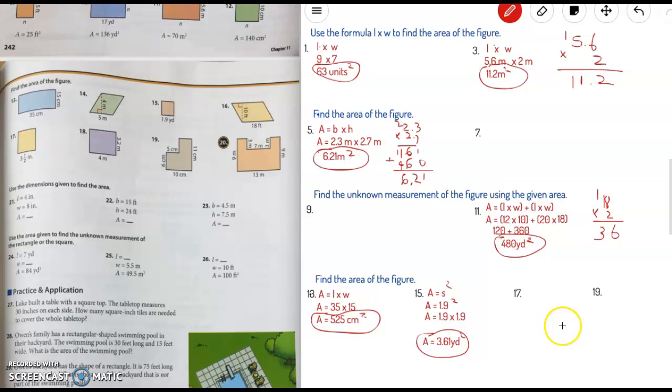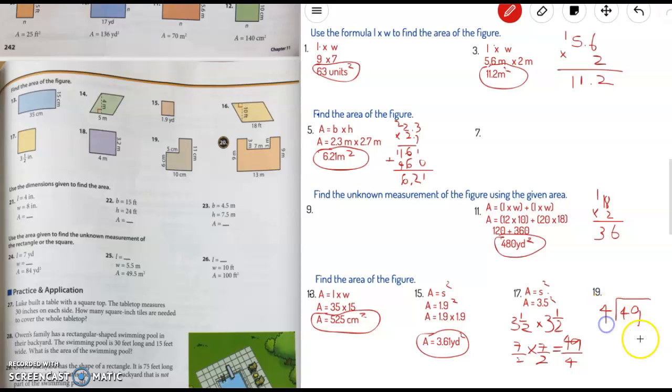Same with number 17, we also got a square. So our formula is A equals S squared. The side is 3 and 1/2, or 3 and 1/2 squared. So let's do 3 and 1/2 times 3 and 1/2. What's the first step here? Yeah, turn it into improper fractions. So 3 times 2, 6, plus 1, 7. 7 over 2 times 7 over 2. 7 times 7 is 49. 2 times 2 is 4.